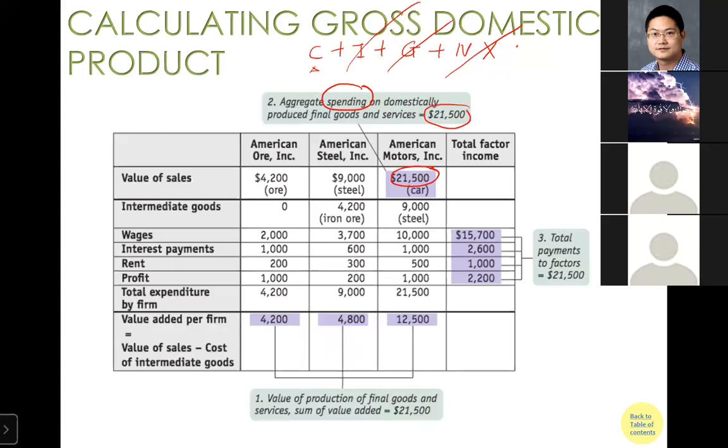But please differentiate this from what I just mentioned when we looked at value added, where we looked at final goods. That is in terms of production, even though it's the same number. So this is the second approach.